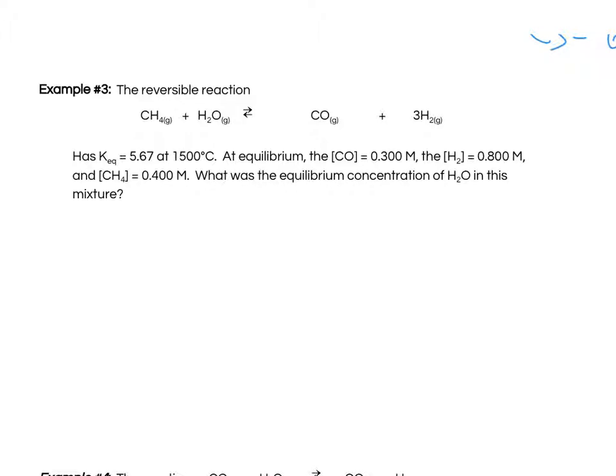So in this reaction, I have methane and water reacting to make carbon dioxide and hydrogen gas, and they are giving me the equilibrium constant at a specific temperature, but they're also giving me the equilibrium concentrations of 3 of my 4 species. And so the question is, what was the equilibrium concentration of H2O in this mixture? Okay, pause the video, give the question a try, and then come back when you're ready to see the solution.